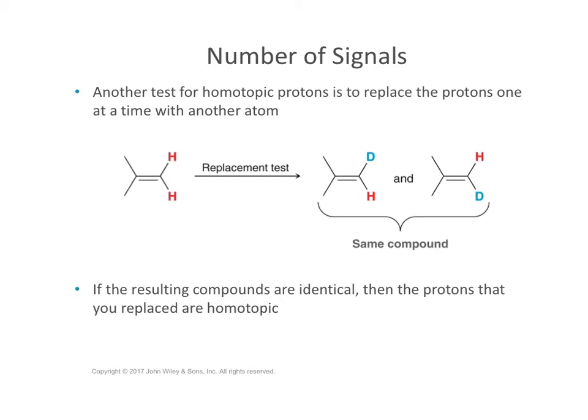Another test is to simply do a replacement. Take one of the hydrogens, if you're not sure if they're homotopic or not, replace it with a deuterium, and then take the second hydrogen and replace it with a deuterium. If the resulting compounds are identical, then the protons that you replaced are homotopic. So in this case, we replaced that proton with deuterium, and then we replaced the other proton with deuterium. These two molecules are the same. This molecule on the right is the molecule on the left, just flipped over. And if you just flip something over, and you get the other molecule out, that means they're the same molecule.